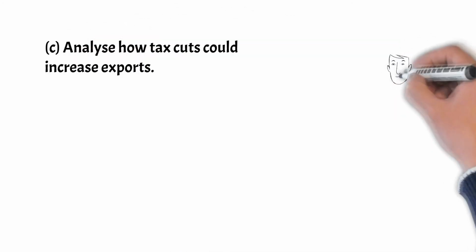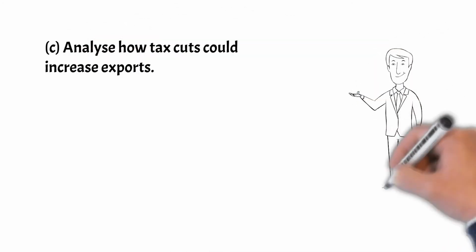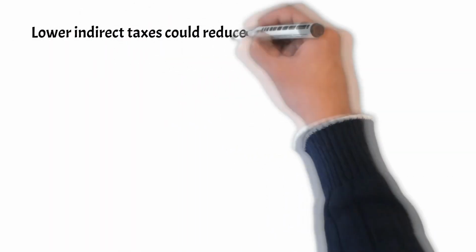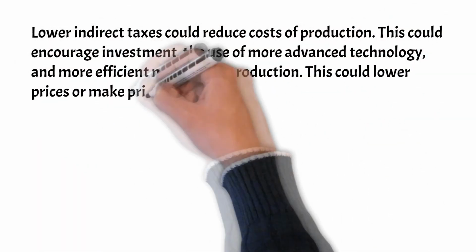The next question: analyze how tax cuts could increase exports. Okay, I don't think we need to restate about analysis. A coherent analysis might include the following. Lower indirect taxes could reduce costs of production.